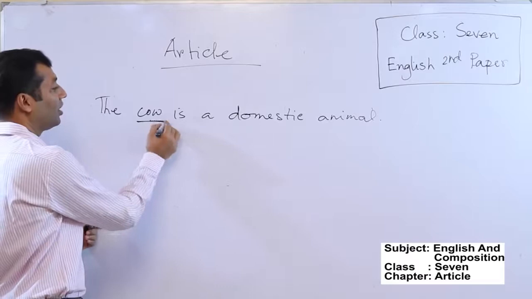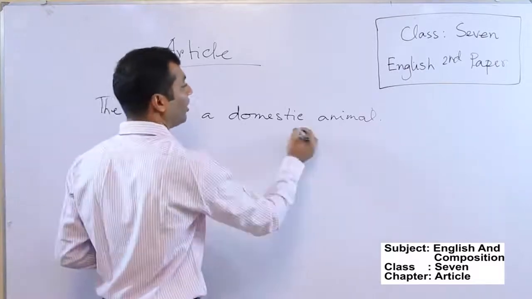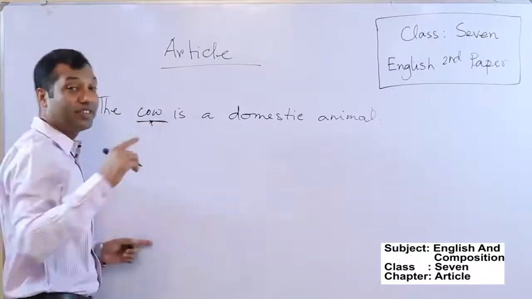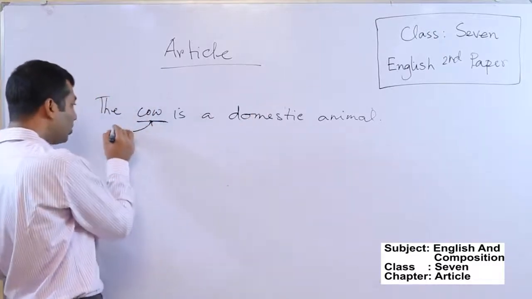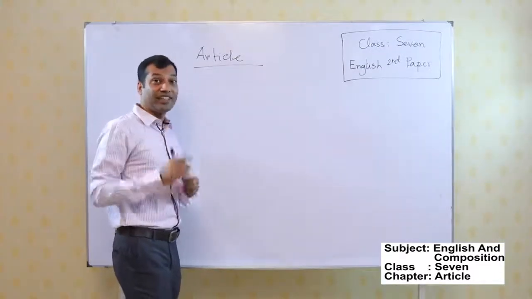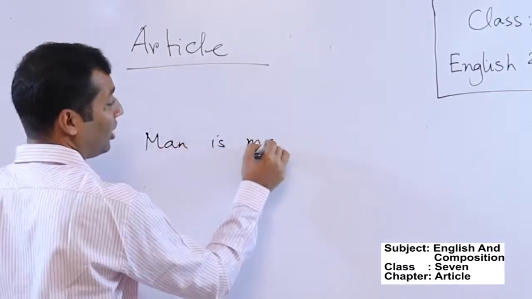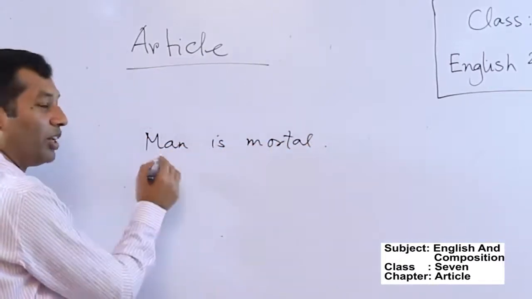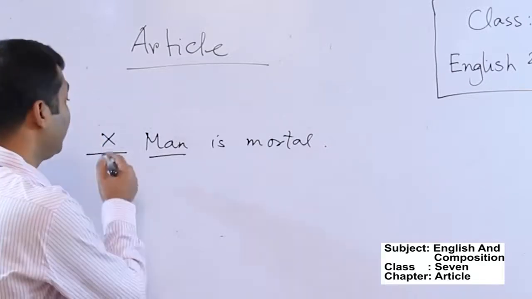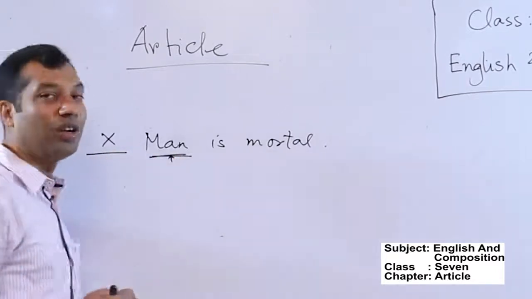So cow is the common noun and it represents the whole class, that not a single cow is only a domestic animal. All the cows in the world are domestic animals. So when a singular noun represents the whole class, then we need to use the article the before this noun. But sometimes there is an exception. Before the common noun man, no article is used. Man is mortal. Though it represents the whole class, you cannot use any article before it. You should keep in mind that this is an exceptional case, that the common noun man doesn't take the article the before it when it represents the whole class.